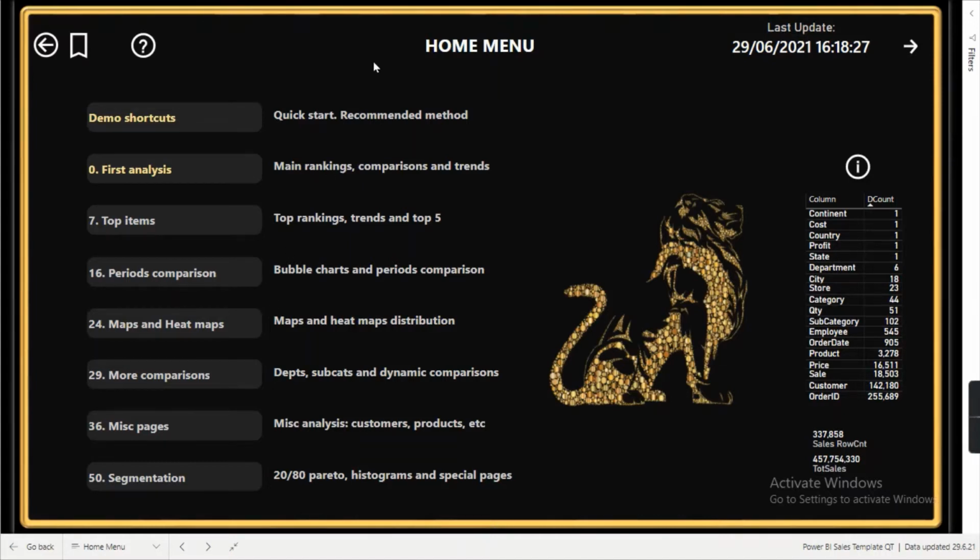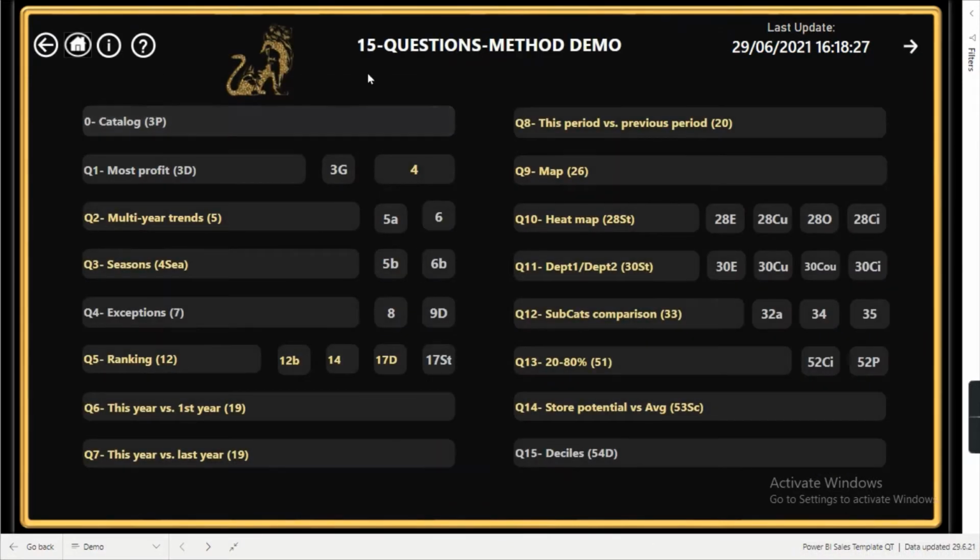That's the long intro to the Power BI sales template. We are on the main menu, home menu. We are going to the short menu that is focused on the 15 question method to start understanding the business data.